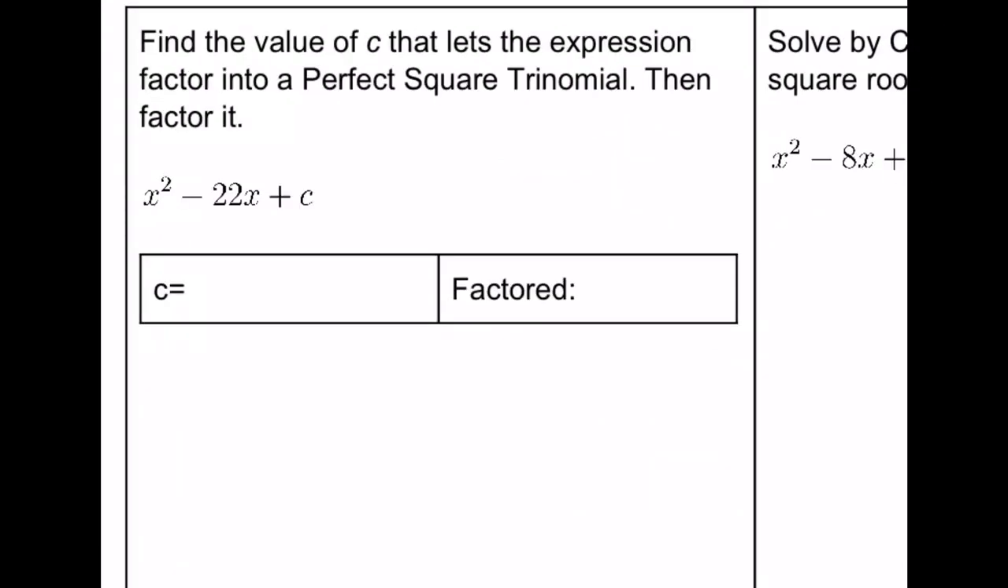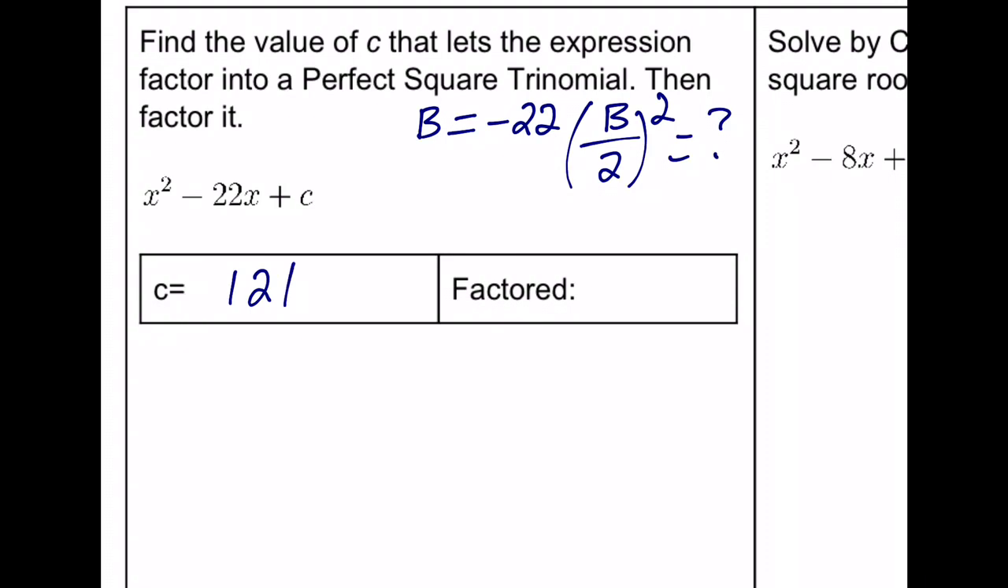As we venture past the problems you need to solve to earn a 2, things get a little bit more complicated. If my b value is negative 22, b over 2 squared is what? Half of negative 22 is negative 11. If I square that, I get 121. The factored form is always x minus b over 2 squared. So this is x minus half of negative 22, which is 11 squared.